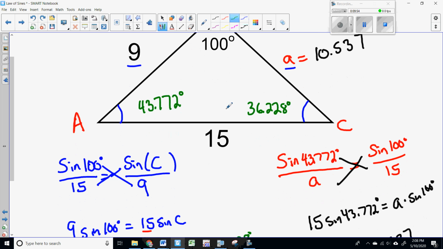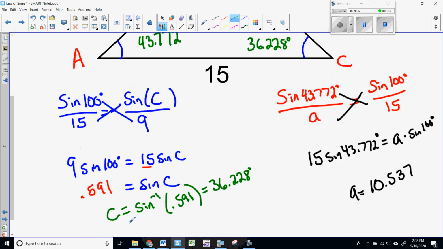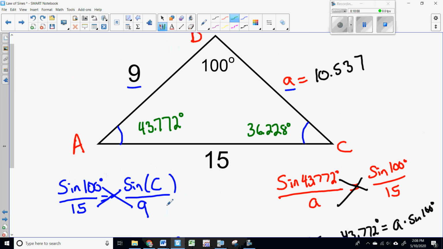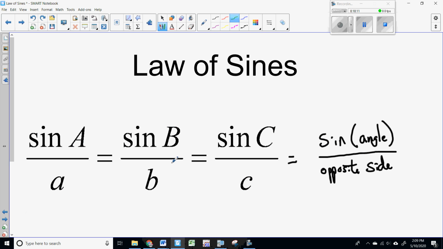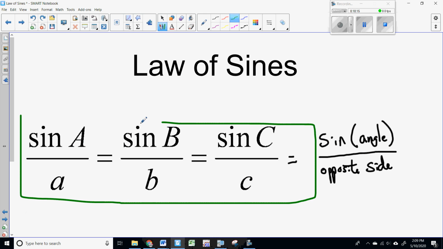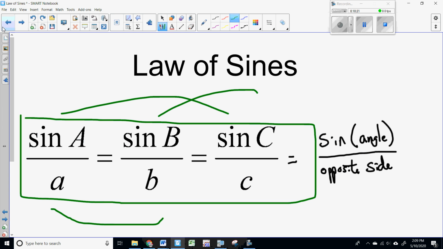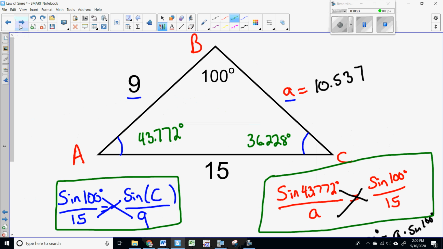Remember, anytime you're solving for an angle, you must use inverse. But on all of these problems, we have to use this ratio, we have to use these two fractions. We have to cross multiply. Notice, we never use all three of these in a row. We pick two. We either do A and B, or B and C, or A and C. You only pick two of them to solve.